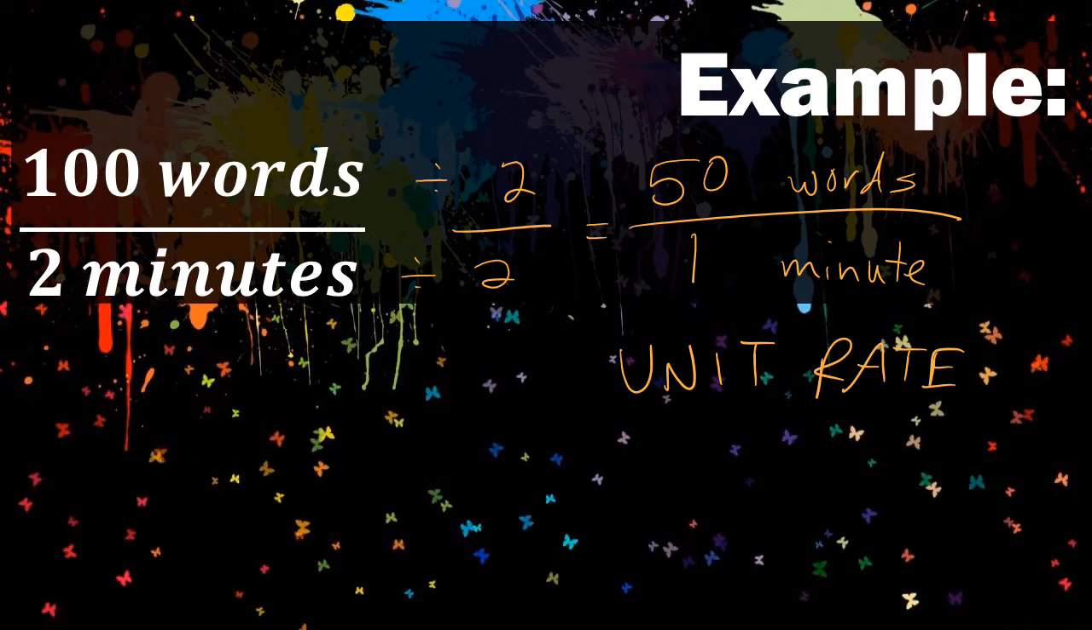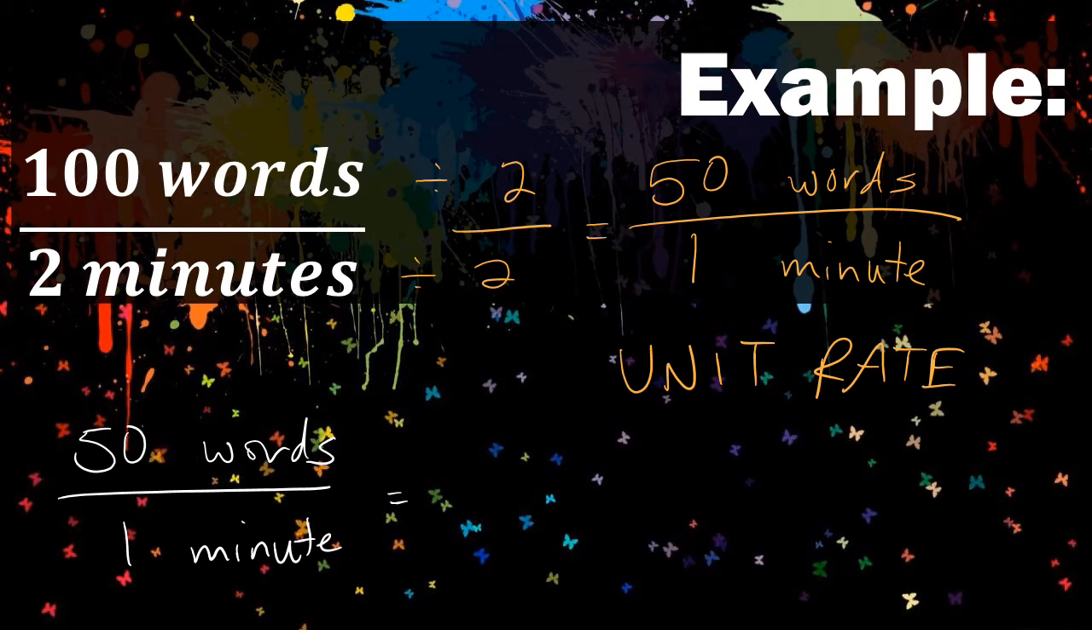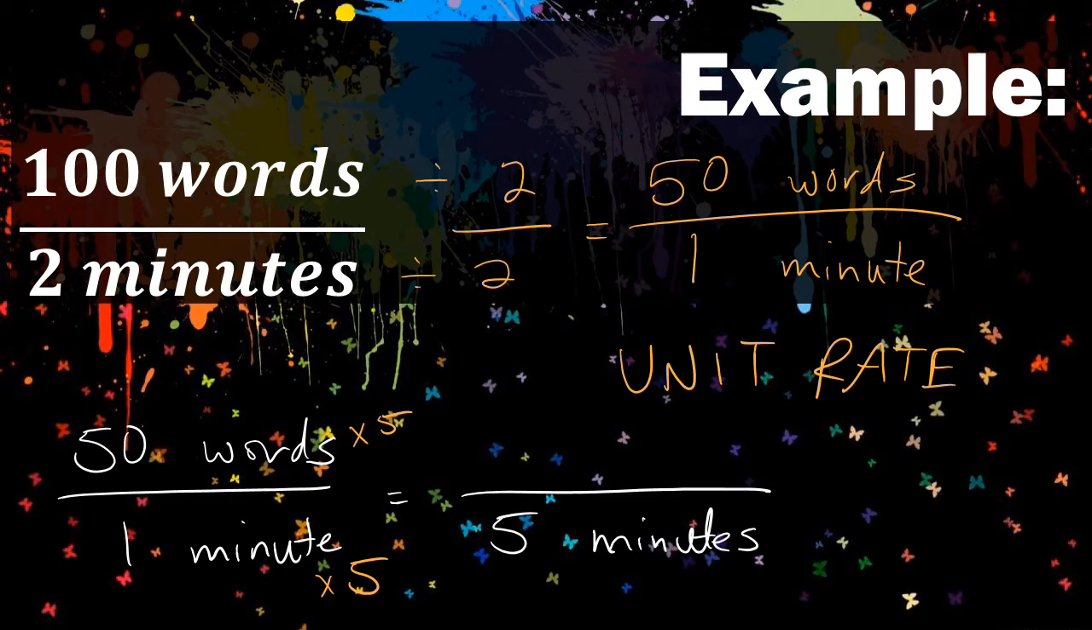So this is helpful if we want to find out lots of interesting information. If this person reads 50 words in 1 minute, what happens if they read for 5 minutes? We can say that since we multiplied by 5 at the bottom, we multiply by 5 at the top. So 50 times 5, we can say this person would read 250 words in 5 minutes.